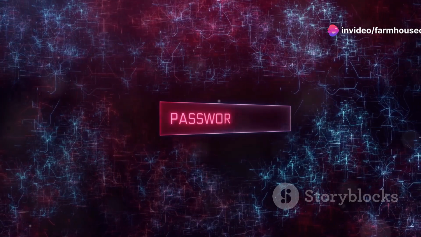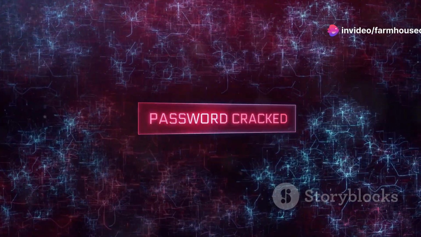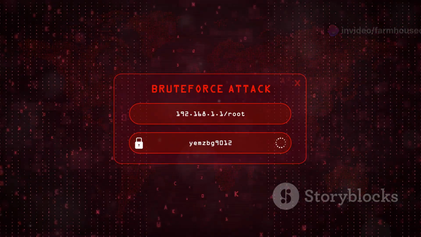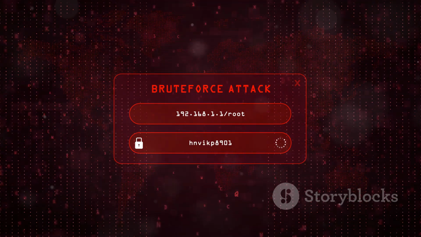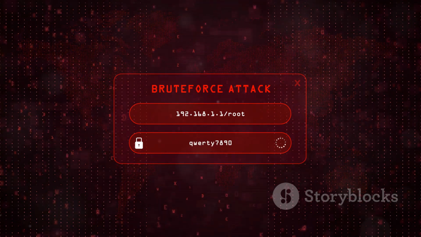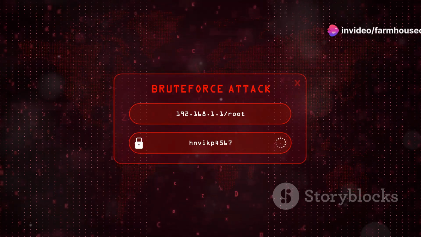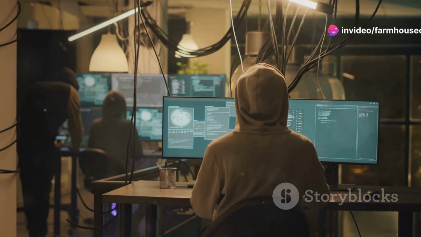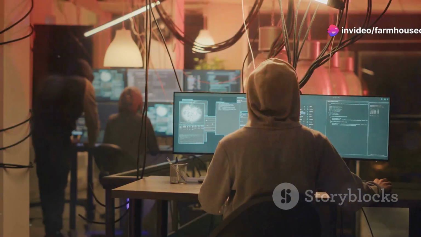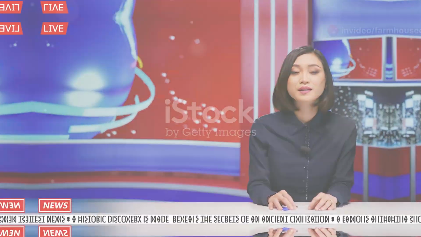Lastly, brute force attacks are another technique. In these attacks, hackers use software to guess passwords repeatedly until they find the correct one. This method can be time-consuming but effective if the password is weak. By understanding these methodologies, you can better protect your systems from potential attacks.